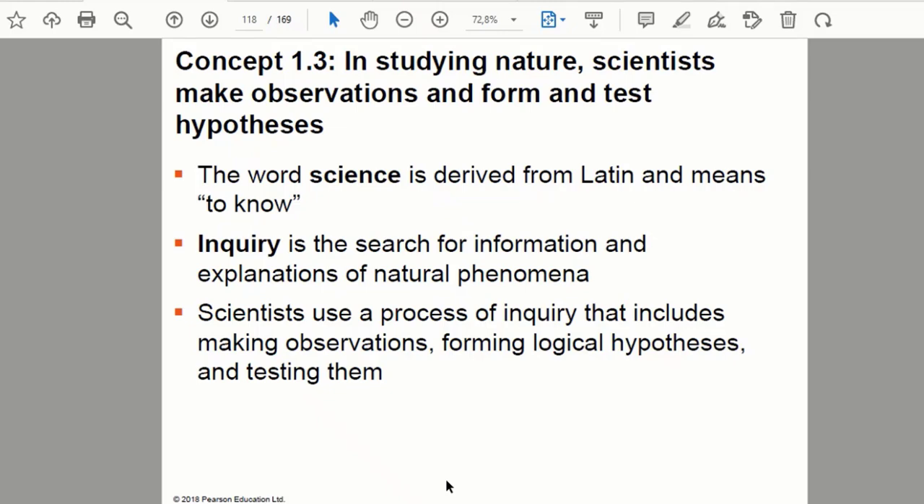You use the process of inquiry, which is to make an observation. You can just observe. When you observe, you see a pattern, forming a logical hypothesis. What do they mean by making an observation? An observation, you see, like now we are coming from Easter, right?